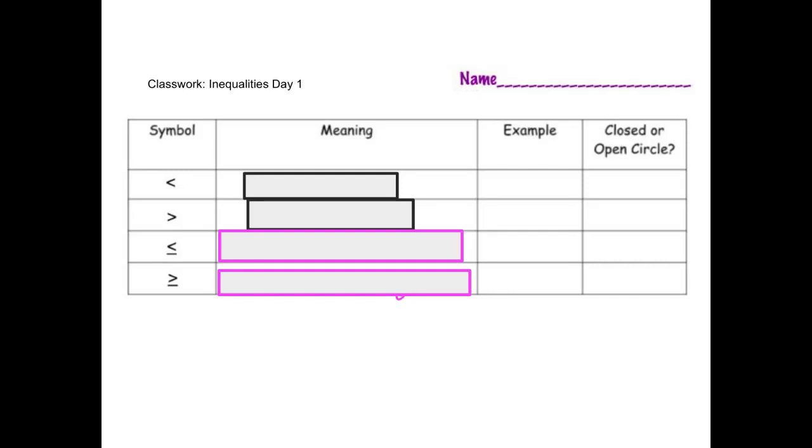Hey everybody, this is Mr. Schultz here, and we're going to be taking a look at inequalities. The goal of this is we're just going to do a quick flyover, so this will be happening decently quick here. We'll just get the basics today, but inequalities.